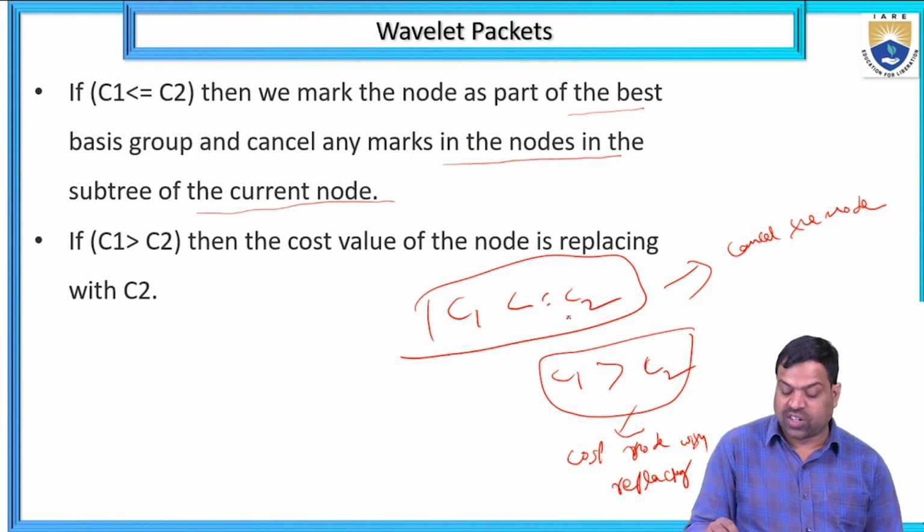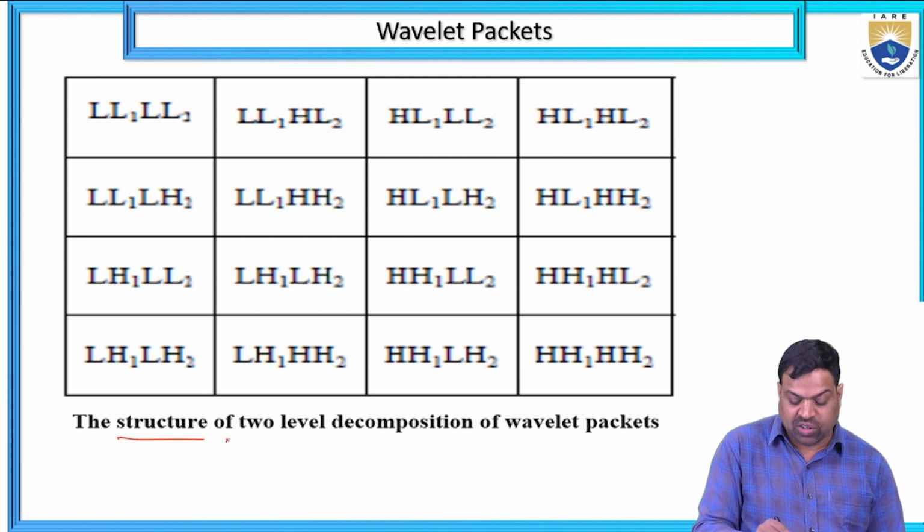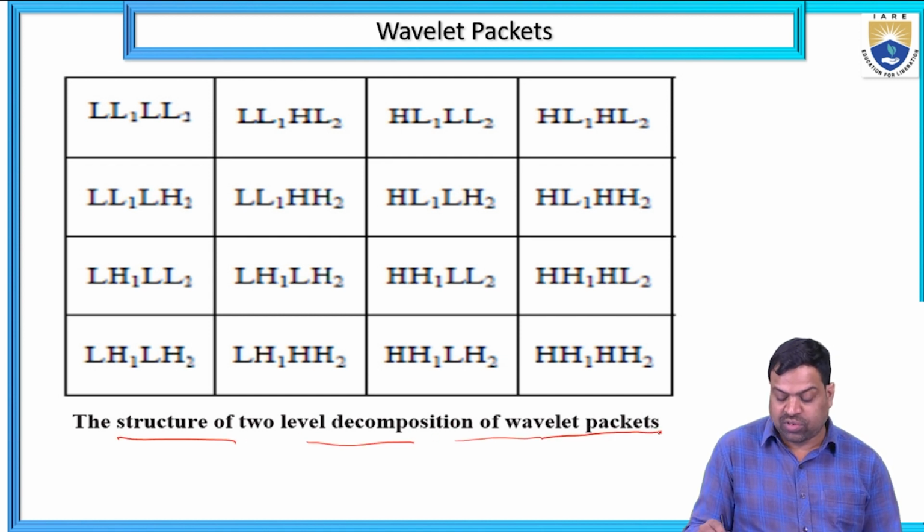So C1 less than or equal to C2, C1 is greater than C2. These are the two conditions for this one. And it is a structure of two-level decomposition of wavelet packets.